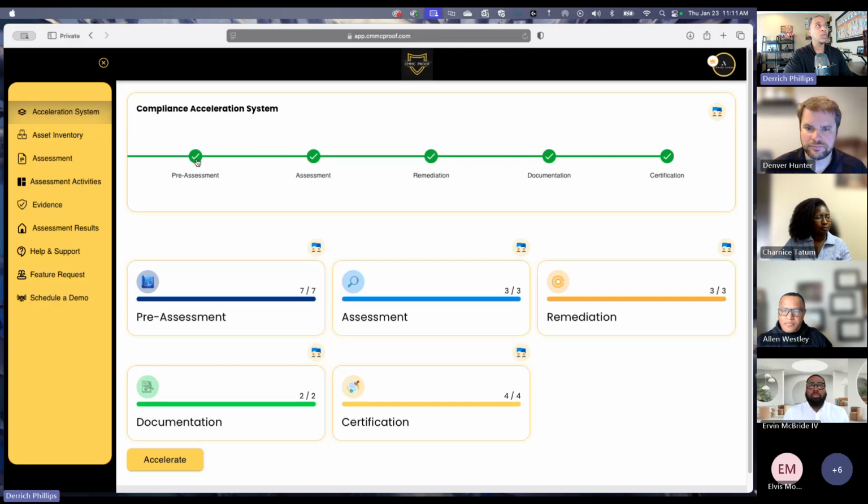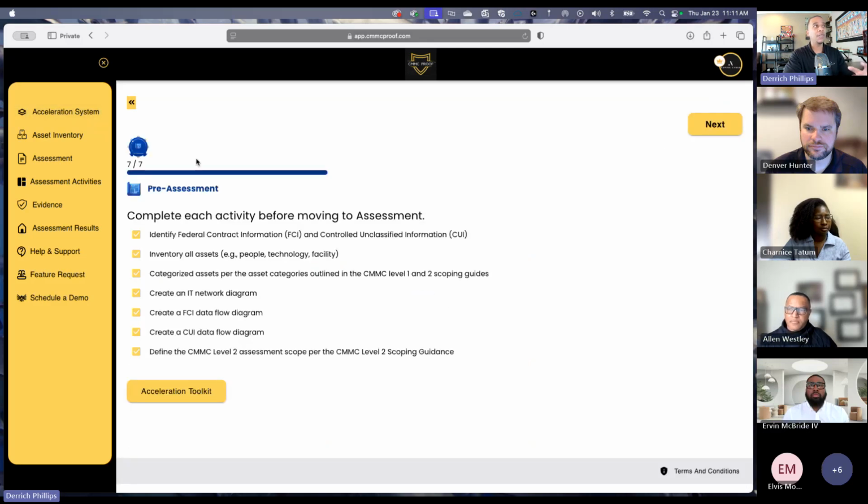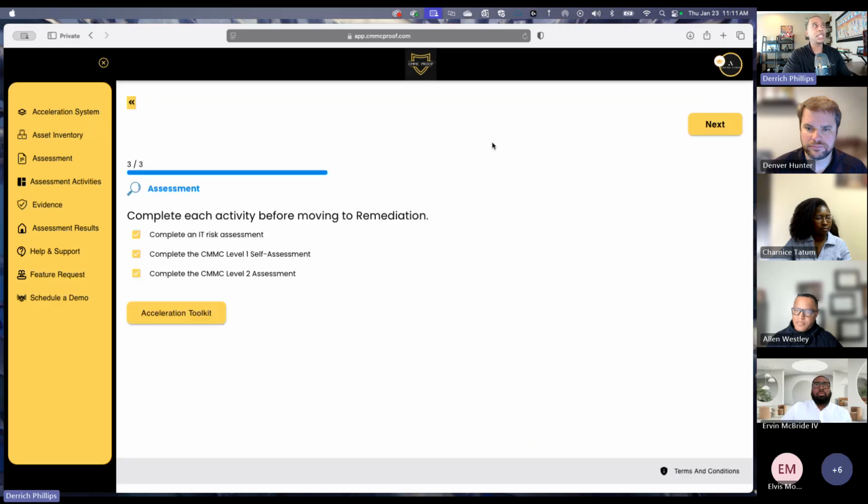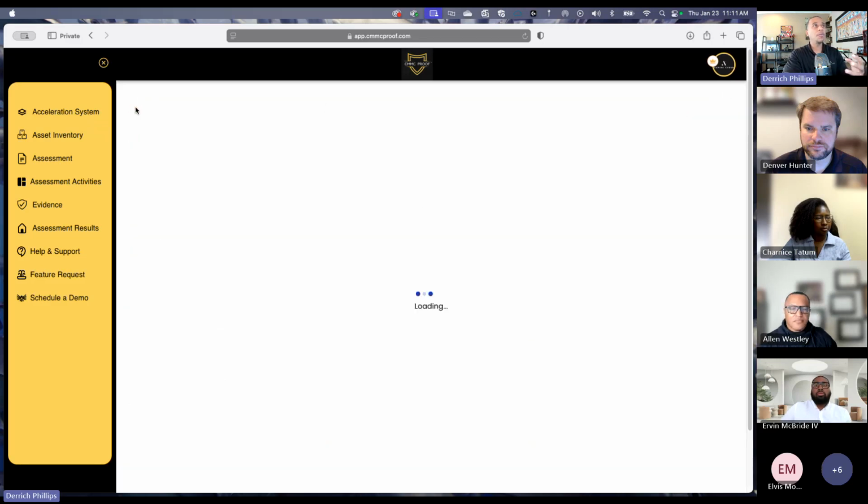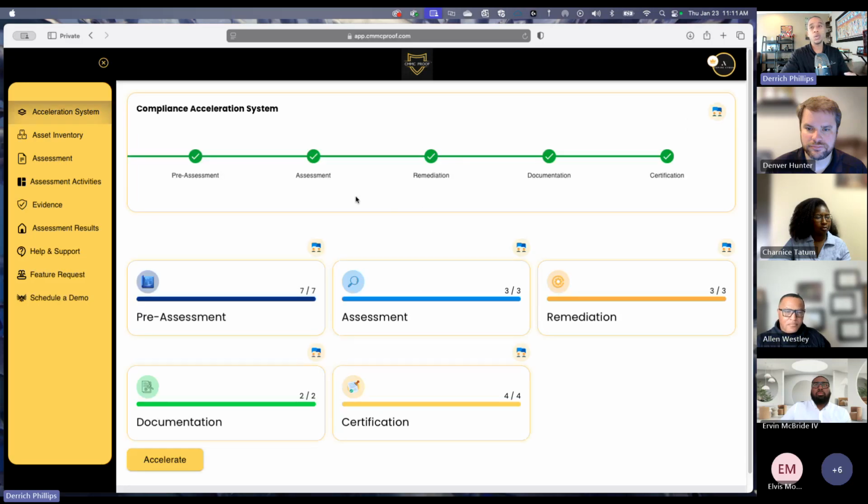So for each phase, we have recommended activities that the user should be following, and that lets you progress through the assessment in a methodical way, versus what I see a lot of times when clients bring us in, if they've already done, let's say, a gap assessment. They're starting here, but they missed this part where they didn't do any of those activities as far as data flow diagram, network diagram, scoping, identifying how they can reduce the scope. So if they haven't done that yet, and even identifying where is their FCI or their CUI.